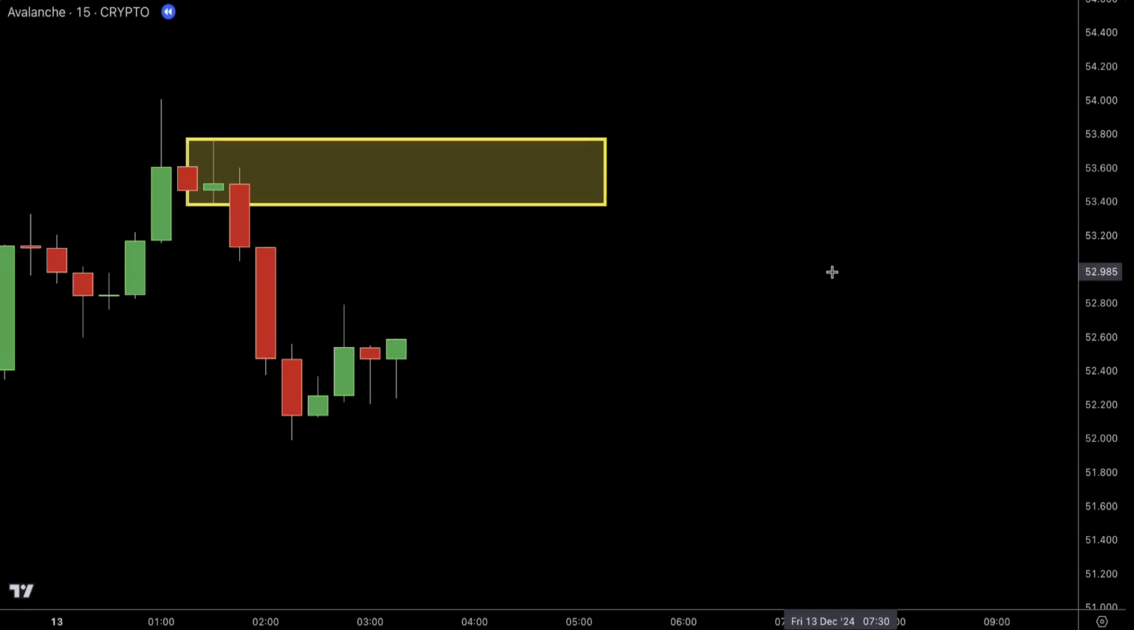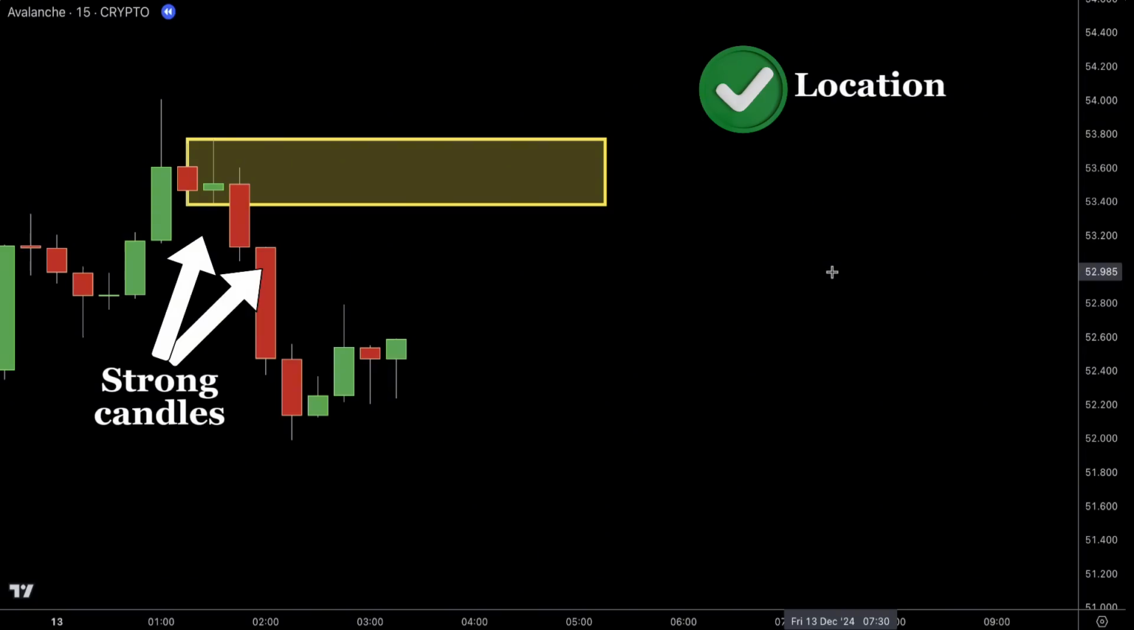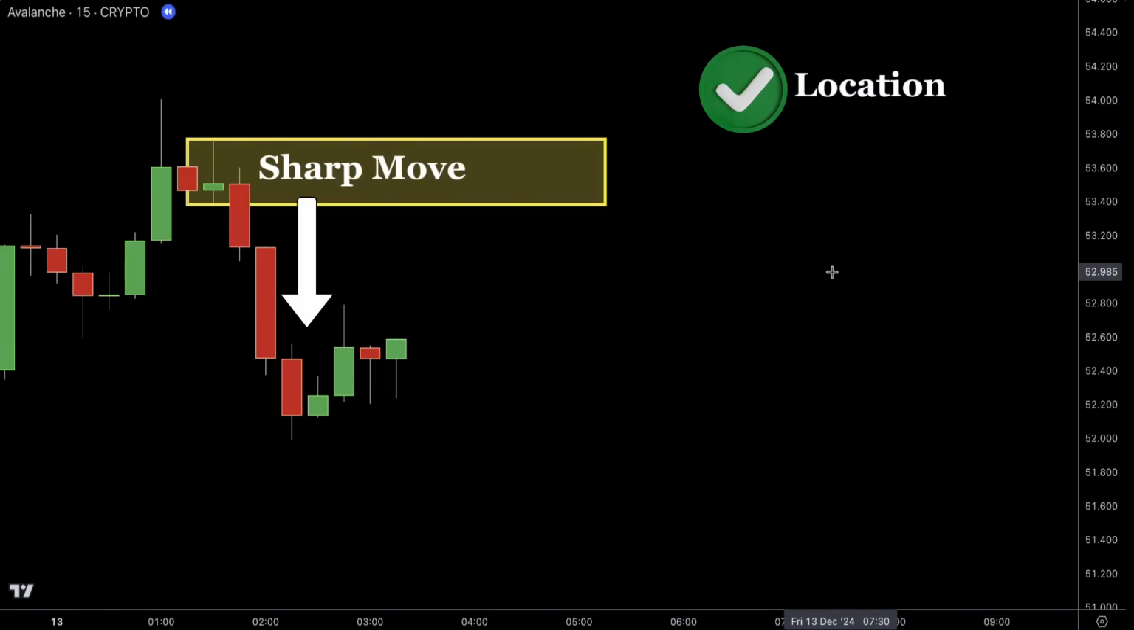Let me give you another example. On the 15-minute chart, we've identified a supply zone. This is our location. Let's assess it to ensure it qualifies as a high-quality trading zone. Significant candles suggest strong selling momentum, highlighting the presence of institutional activity. The price departs the zone sharply and decisively, showing no hesitation.